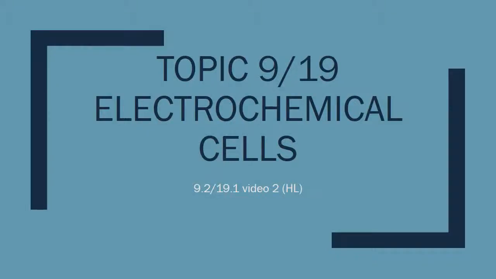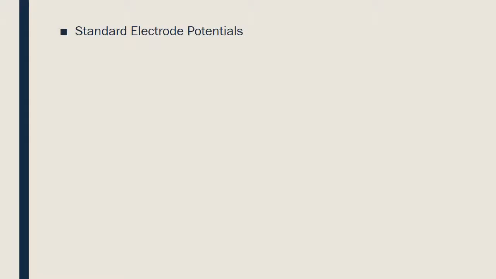This is the second video of the 9.2 19.1 series. It is the HL version of the voltaic cells, and it explains where that voltage number that we got when creating our voltaic cells actually came from. These are called standard electrode potentials.